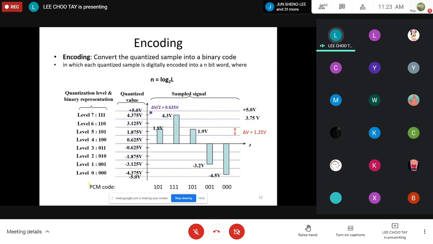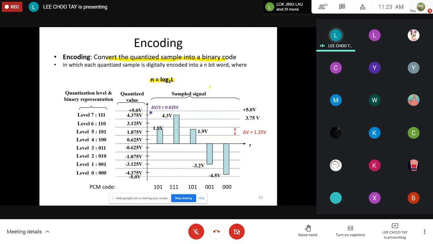Then for encoding, the encoding process will convert the quantized level into a binary code word. Depending on how many levels you use to quantize the signal, N is given by log 2 L. Again, this comes from L equals 2 to the power of N.